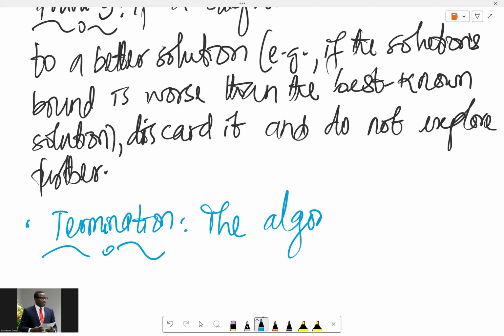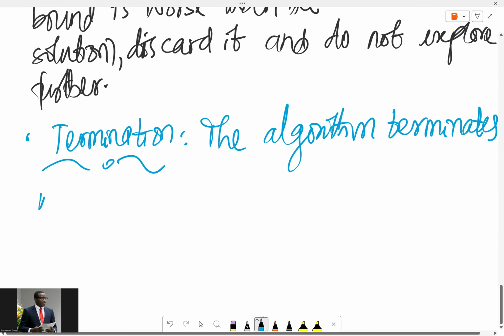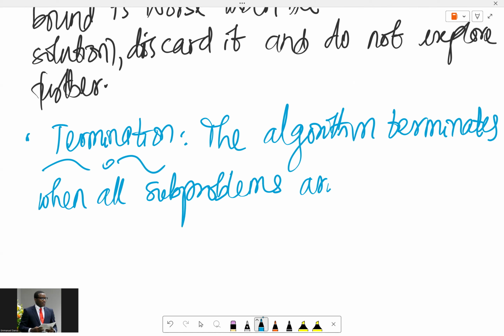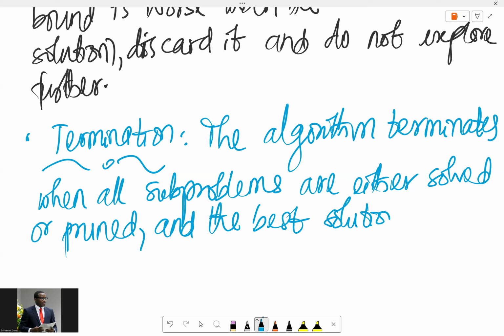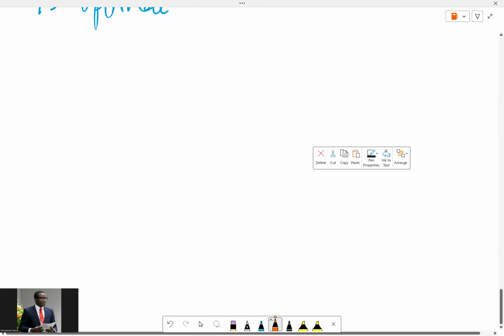The algorithm terminates when all subproblems are either solved or pruned, and the best solution found is optimal. So initialize, branch, bound, prune, and terminate. Now, having said all of this, can we take a problem to drive home the point? So let's take a problem to drive home all the points we've been making.